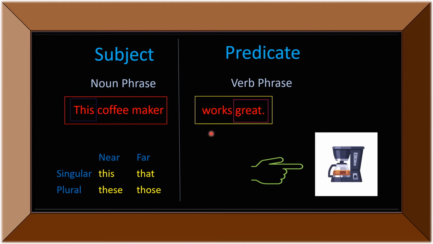I understand if you consider works dynamic as well. I just kind of realized that works can go both ways. For the dynamic meaning, I would probably say this coffee maker is working great. But I understand how works can be considered dynamic as well.